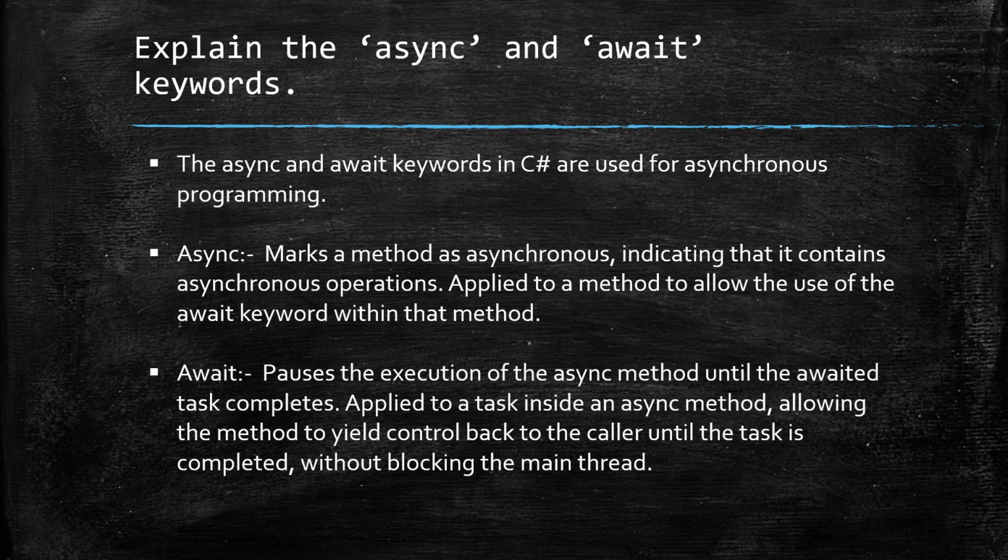Explain the async and await keywords. The async and await keywords are used for asynchronous programming. Async marks a method as asynchronous, indicating that it contains asynchronous operations, applied to a method to allow the use of the await keyword within that method. Await pauses the execution of the async method until the awaited task completes. Applied to a task inside an async method, allowing the method to yield control back to the caller until the task is completed without blocking the main thread.